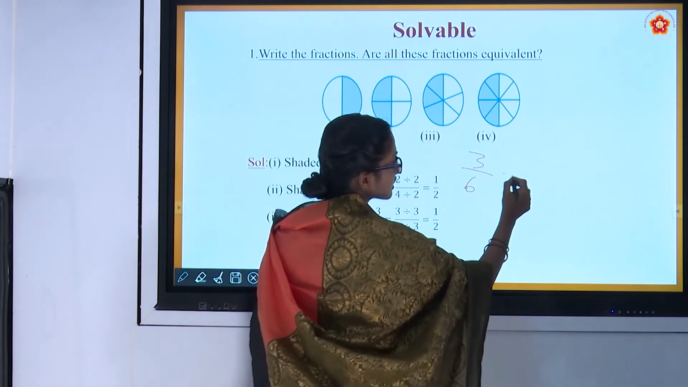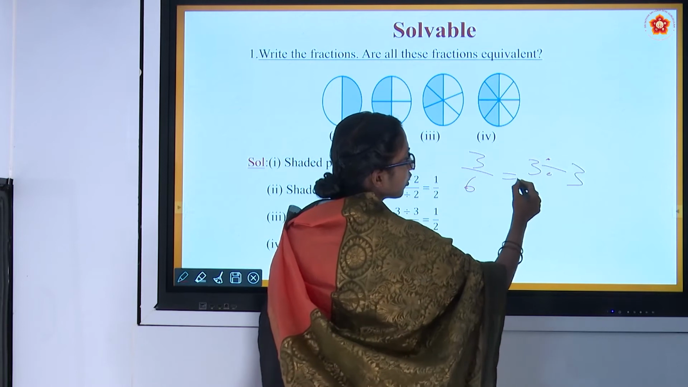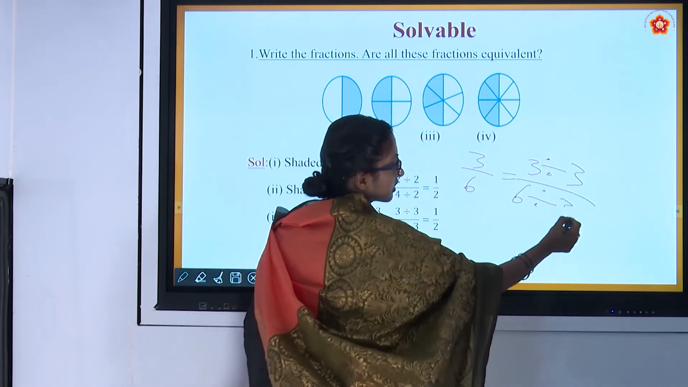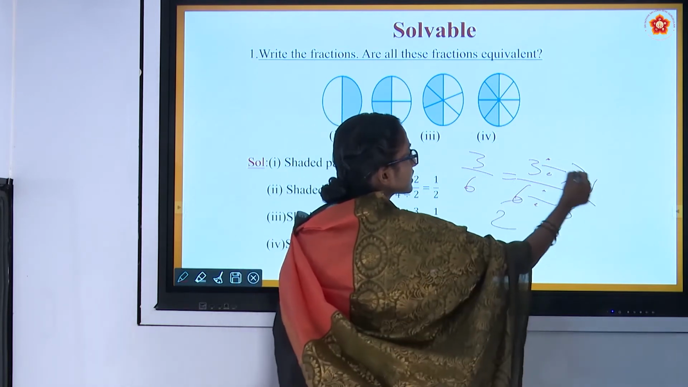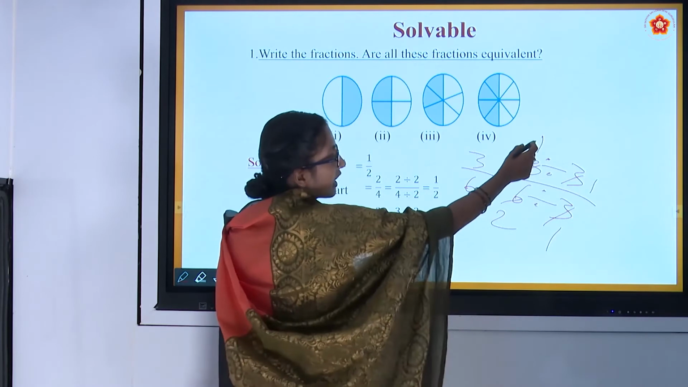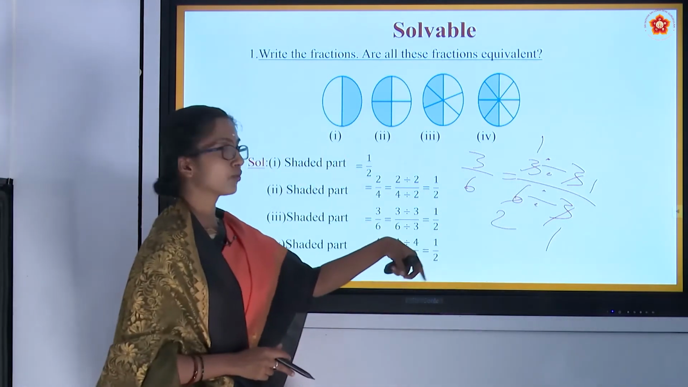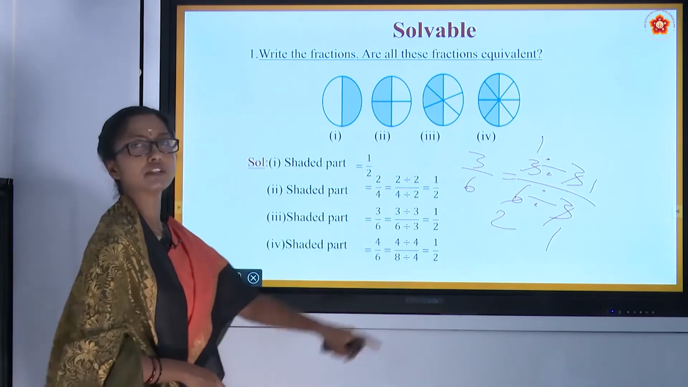3 by 6 is equal to 3 divided by 3, whole divided by 6 divided by 3. 3 ones are 3, 3 twos are 6. The answer is 1 by 2. 1 by 2 can't be divided further. It is an equivalent fraction.